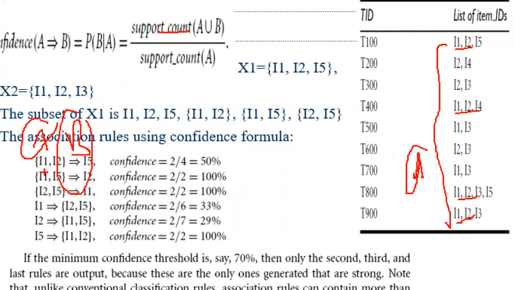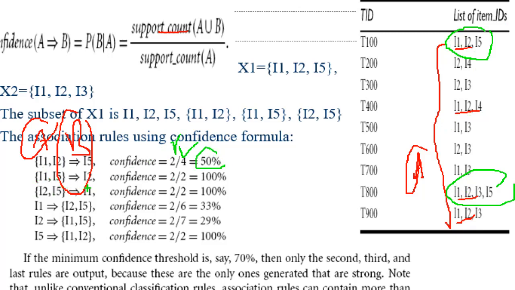So what is A union B? I1, I2, I5. One first transaction contains I1, I2, I5. Second transaction contains I1, I2, I5. So A union B equals 2. And what is A? I1, I2 equals A. So here 1, 2, 3 and 4. So 2 by 4. So 2 by 4 is 50%.